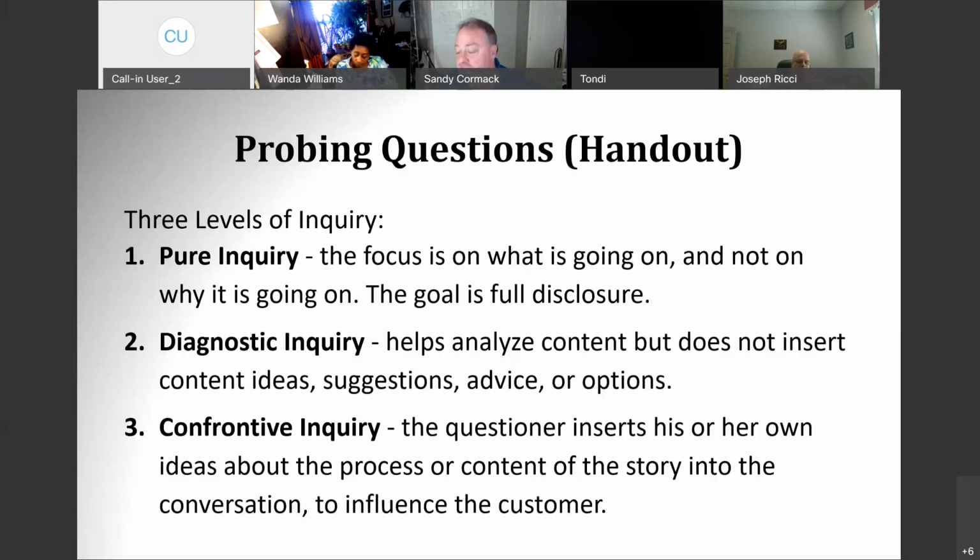And once I think I've reached the end of my diagnostic inquiry, then I can go into what's called confrontive inquiry. I'm now going to confront the problem with my understanding after going through the diagnosis. And I can now insert my own ideas.